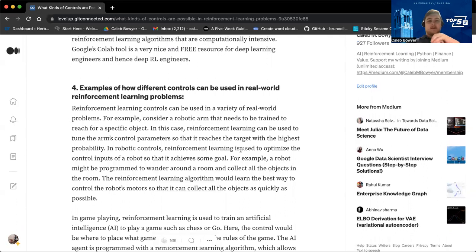Now, let's go through some examples of how different controls can be used in real-world reinforcement learning problems.